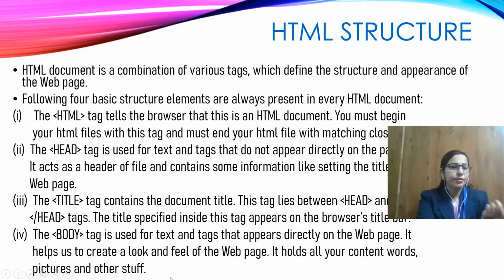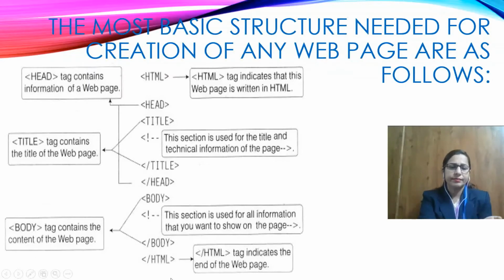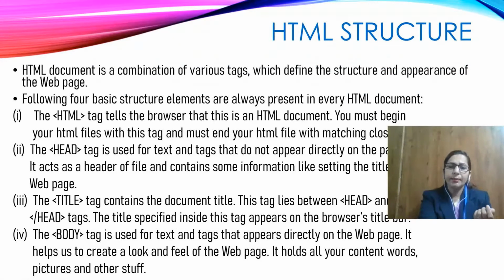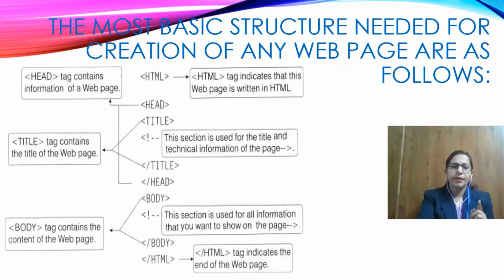Next is the body tag. It is used for the text and tags that appear directly on the web page. It helps us create the look and feel of the page. It holds all the contained words, pictures, and other stuff; whatever we want to add, we add in the body tag only. Okay, this is all about the main 4 basic structure tags or elements of our HTML document. It's very important, so you have to revise from your book also. This is the structural diagram of how we can create an HTML document.